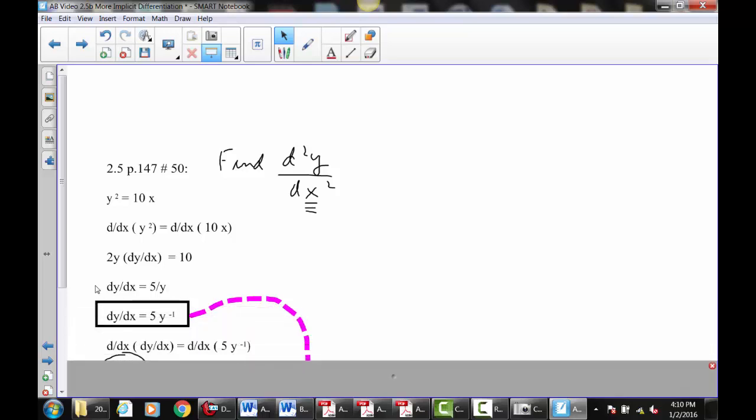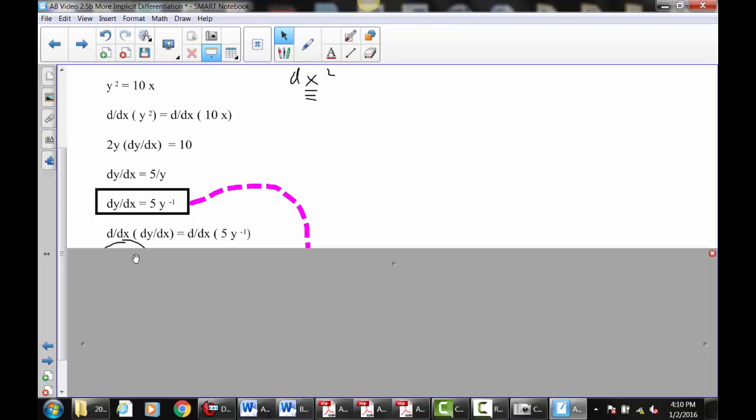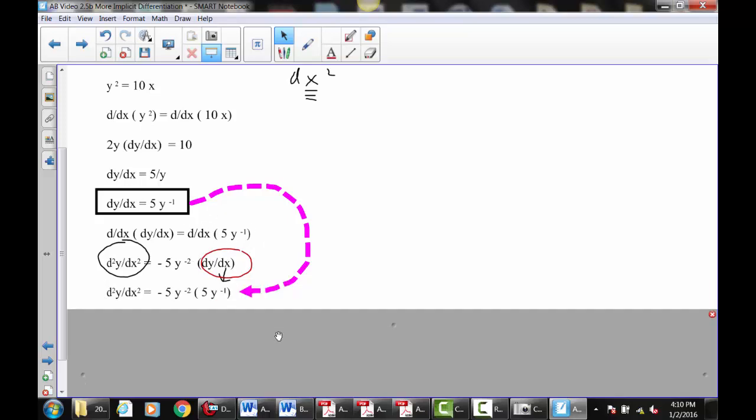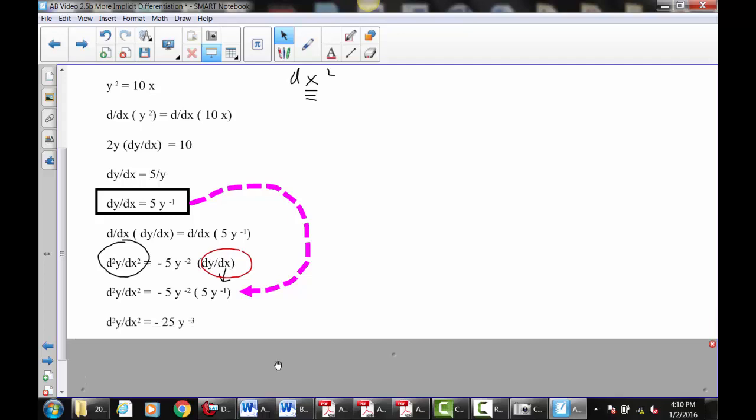Now you'll notice before I did that, I rewrote it as 5y to the negative 1, which will just make it a lot easier. So now we take d/dx of each side. That gives us a second derivative of y with respect to x on the left. This will be negative 5y to the negative 2 times dy/dx, and I then replace the dy/dx by 5y to the negative 1 and simplify. And there's your final answer.